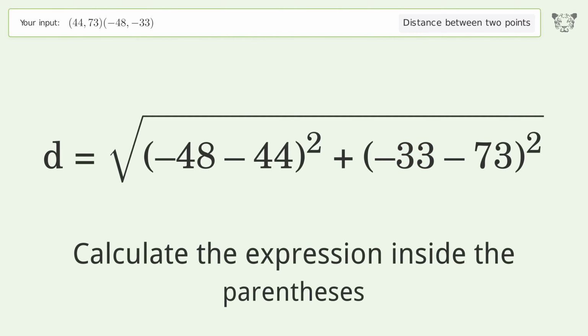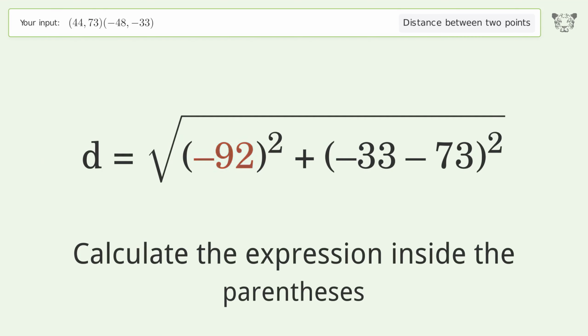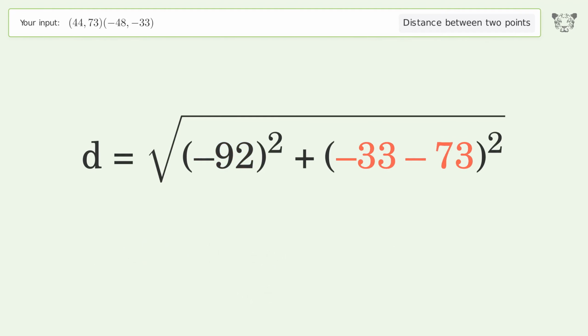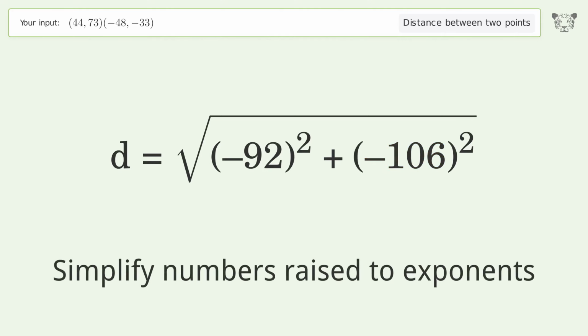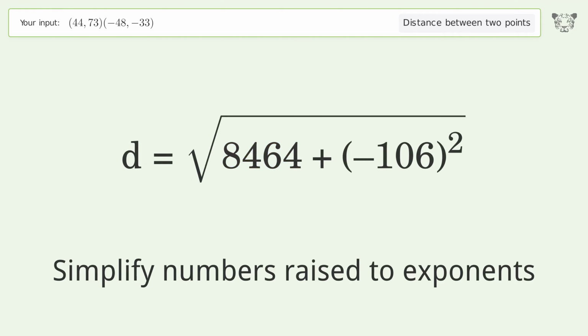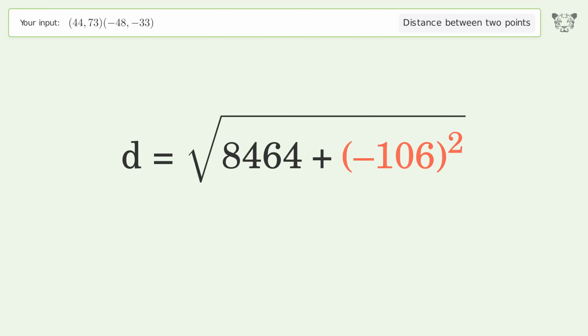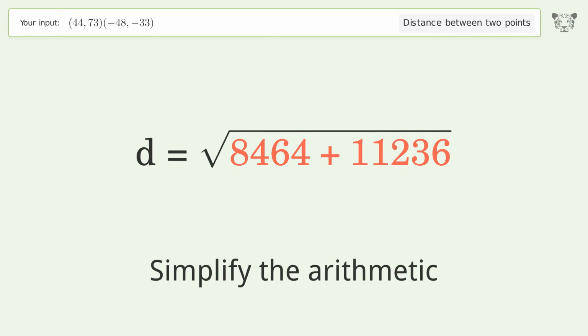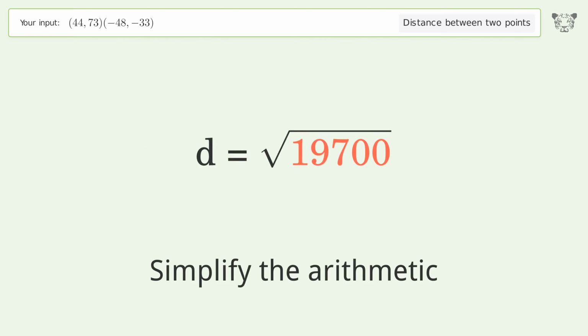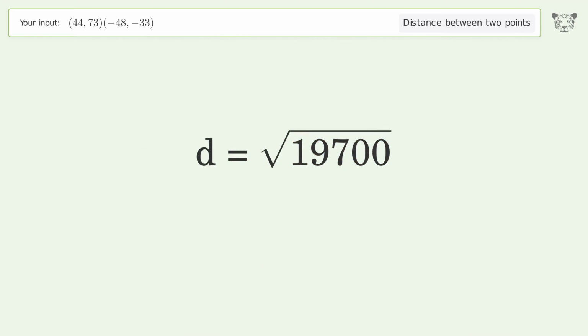Calculate the expression inside the parentheses. Simplify numbers raised to exponents. Simplify the arithmetic. And so the distance between the 2 points is the square root of 19,700 or 140.357.